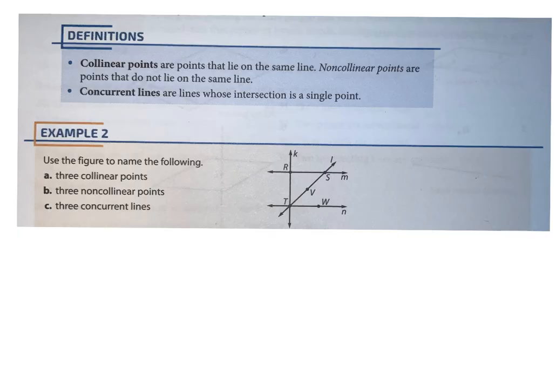Collinear points are points that lie on the same line. It actually sounds like what it is. Collinear, all right? Points that are on the same line. Non-collinear, then, are points not on the same line. Concurrent lines are lines whose intersection is a single point. Concurrent: lines that intersect at a single point.